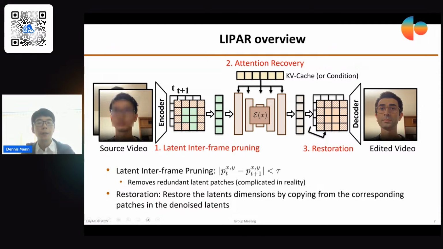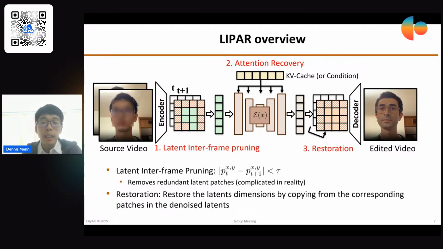But this is a fixed dimension latent for all videos. And you will pass it through the diffusion transformer to denoise. Then you obtain a denoised or edited result, and you send it into the decoder. And you will decode it and obtain an edited video.